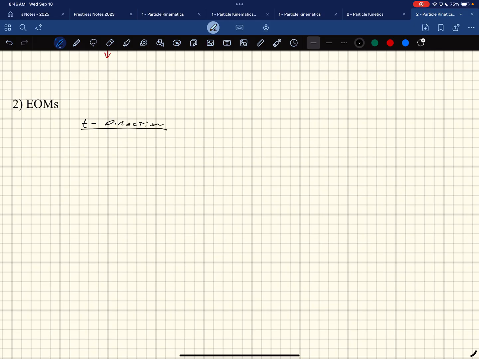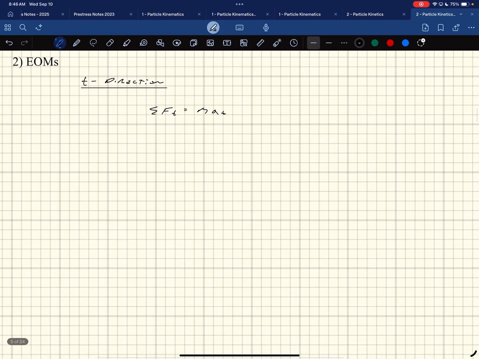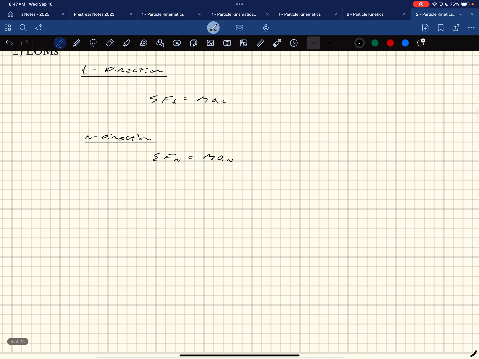T direction first, right? Sum of the forces in the T direction are equal to m a_T. Right? Then I look in the N direction. In the N direction, it's going to be sum of the forces in the N direction is equal to m a_N. Right? And so we expand these things out.